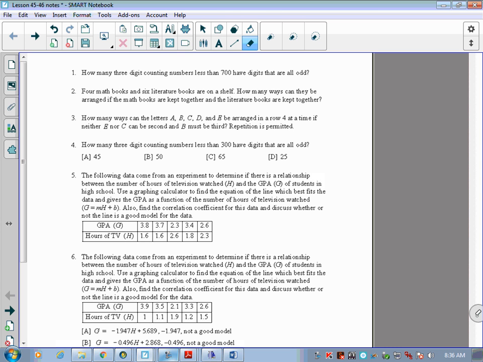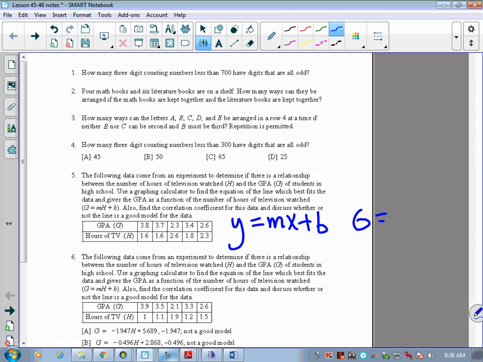The first thing that we need to identify, notice that they take the slope-intercept form of the equation and plug in different variables for it. So usually we see it as y equals mx plus b, but they're writing it as g equals mh plus b. So you'll notice that they're changing y to g and x to h.